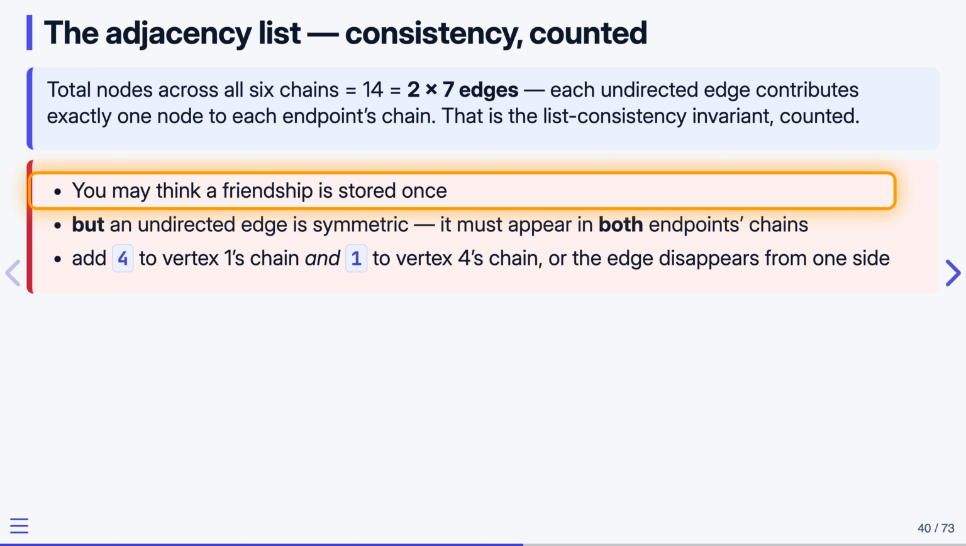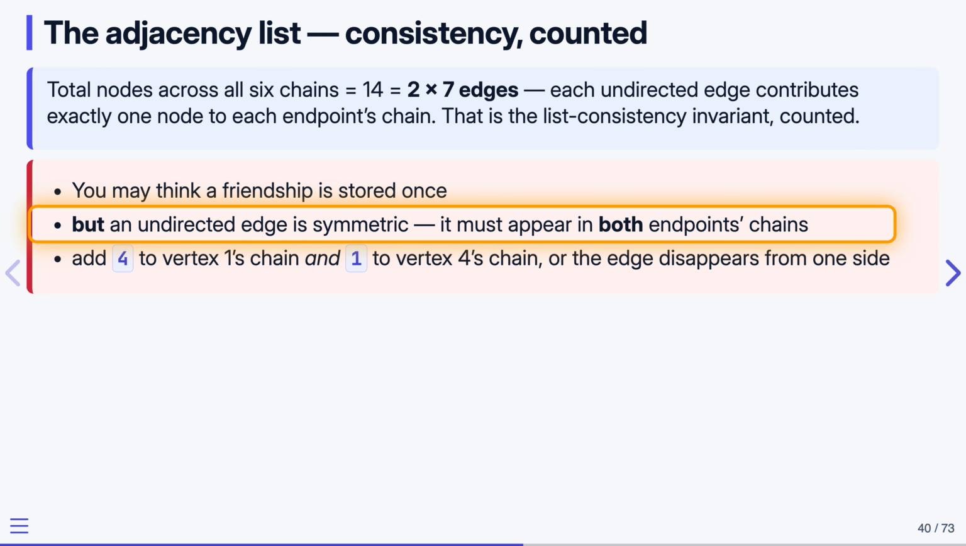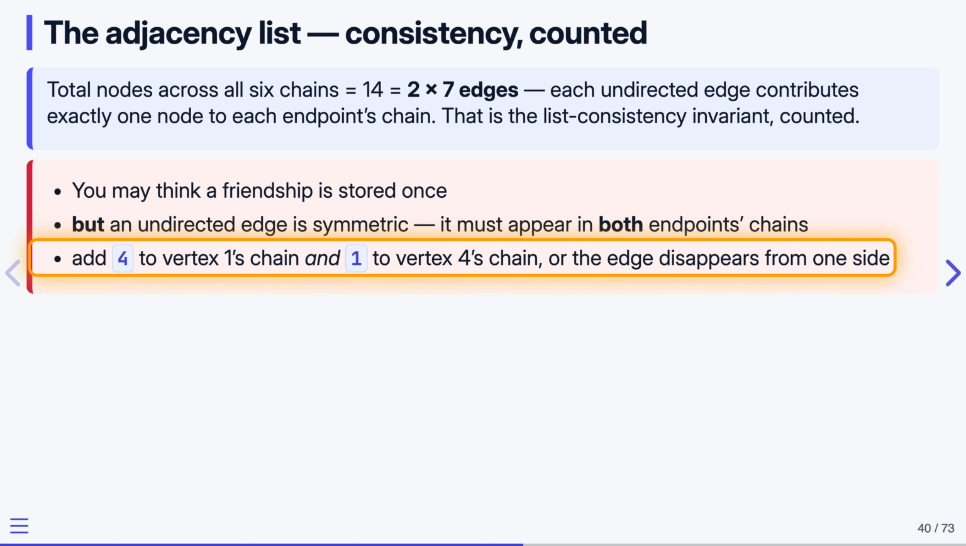One caution, you may think a friendship is stored once. But an undirected edge is symmetric, so it must appear in both endpoints' chains. Add 4 to vertex 1's chain, and also add 1 to vertex 4's chain. Miss the second, and the edge disappears from one side.